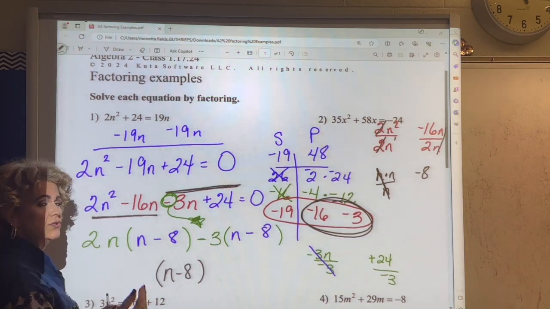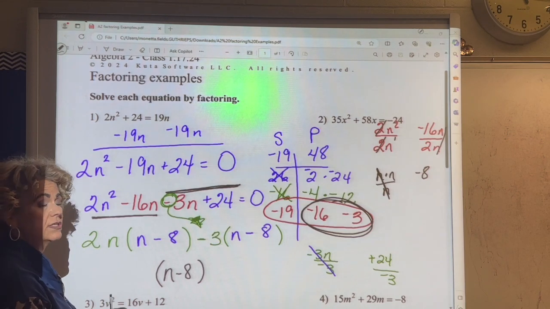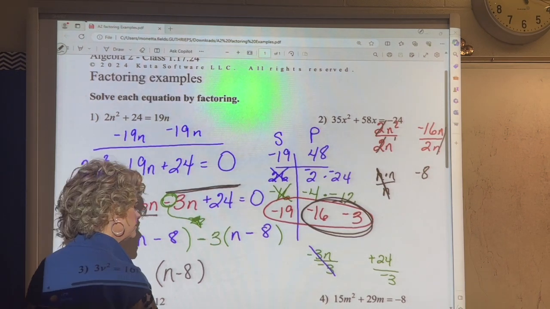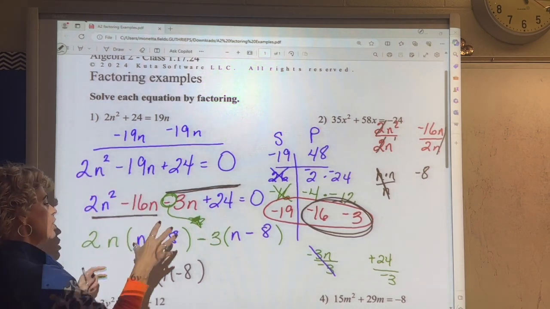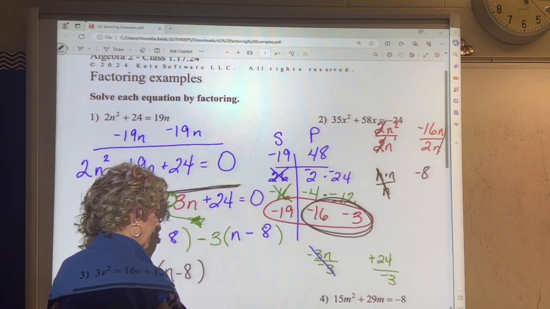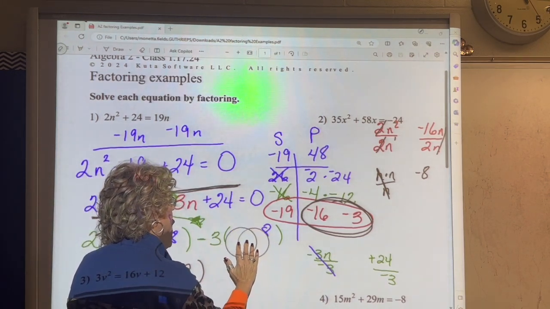You're not going to do this on your paper. I'm going to do this on the board just to kind of show you. So if I pull out the n minus 8, that means I'm going to erase it.